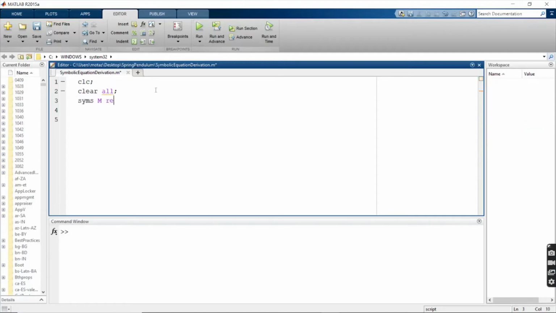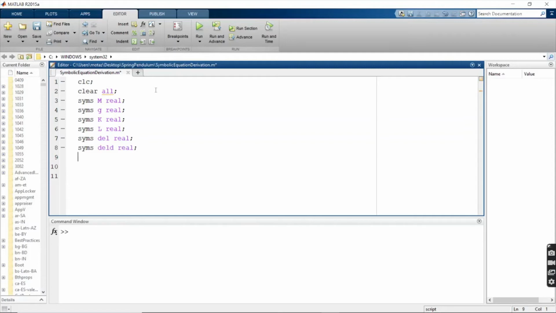First we'll define the mass as real, and then we'll define gravity as real, and then we will define the spring constant as real, and then we'll define the length of the pendulum as real, and define del as real, or the normal distance of the pendulum away from its resting position, or away from the length L, and then the velocity in the normal direction, which will be the time derivative, or del dot. We'll call that del D real.